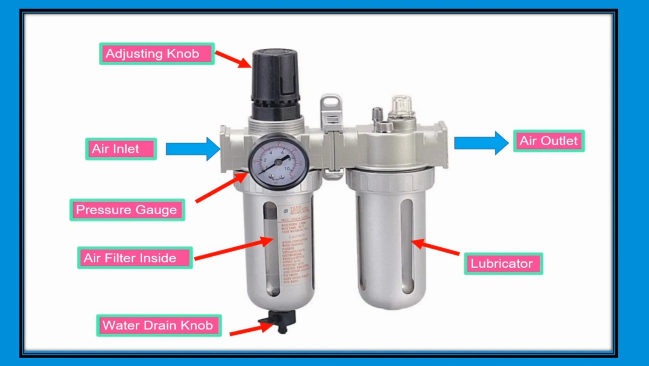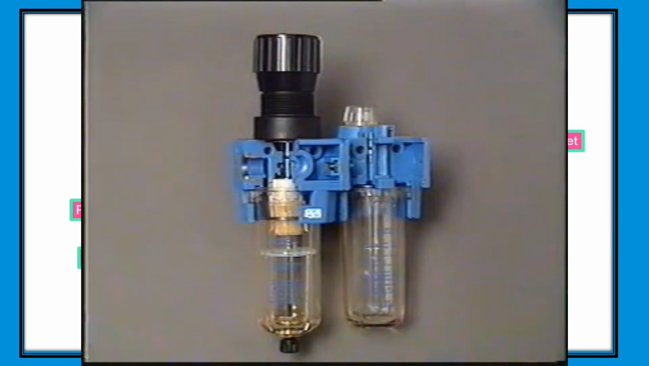The parts of an air pressure regulator are the adjusting knob, pressure gauge, air filter inside, water drain knob, and lubricator. If you want to adjust the pressure of the system, you need to pull this adjusting knob. Turning the knob clockwise will lower or decrease the pressure from the valve. Keep track of the number of turns so that you can go back to where you started.